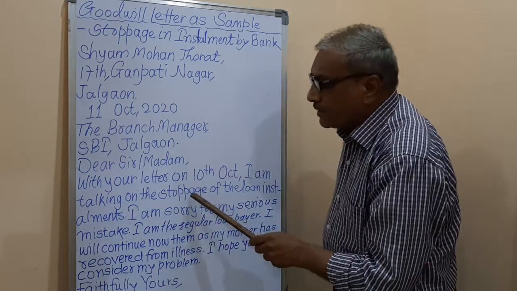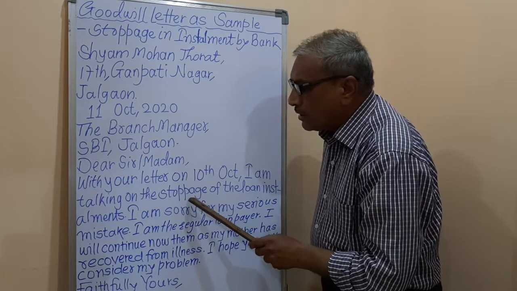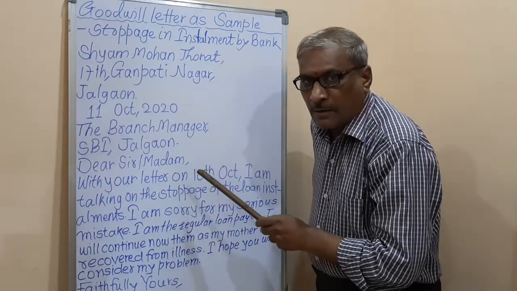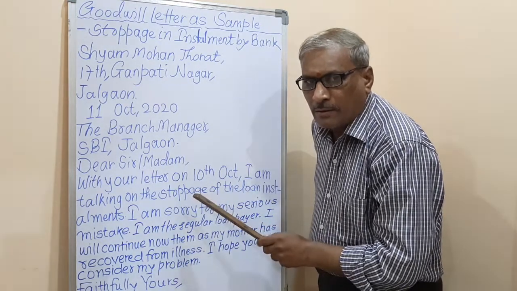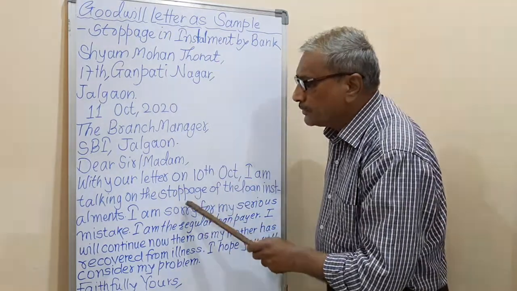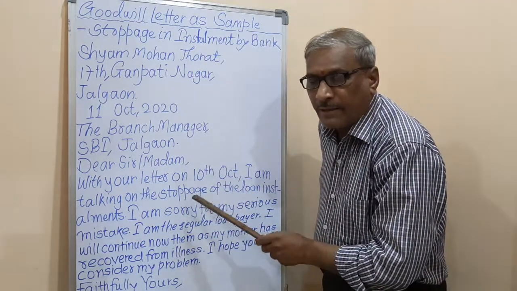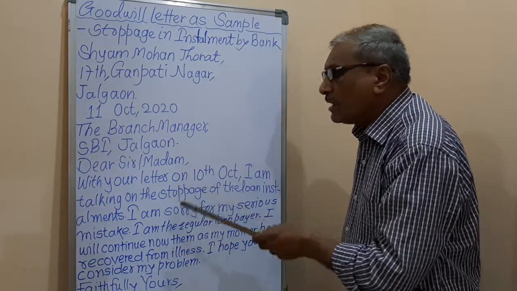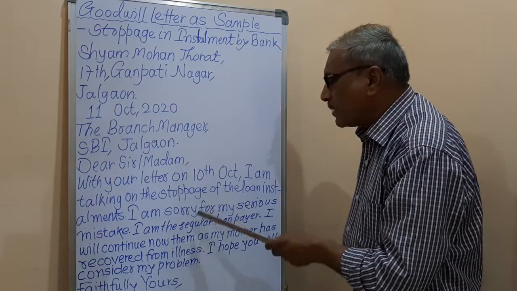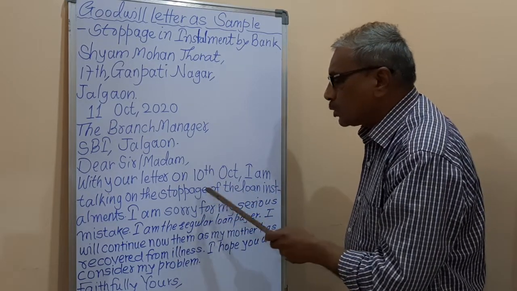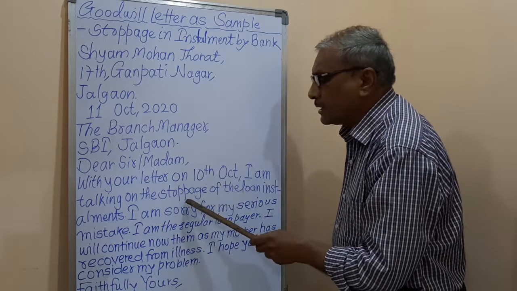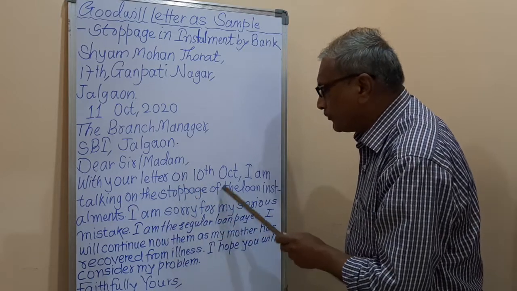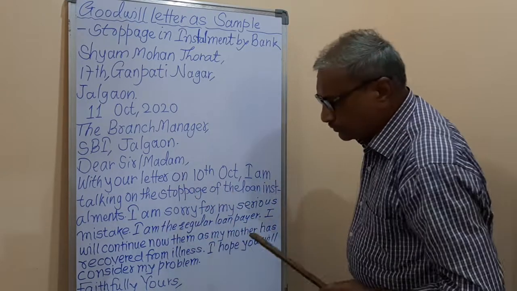Stoppage means what? The bank has stopped the installments, means the bank has stopped or broken the regularity of the installments paid by the customer. That's why the customer is giving the bank the remembrance about the installments or about the main reason. And so he says, "I am talking on the stoppage of the loan installments."